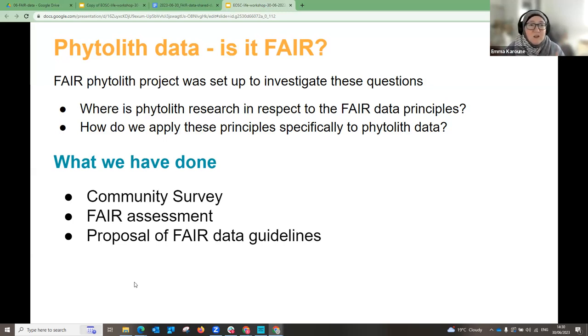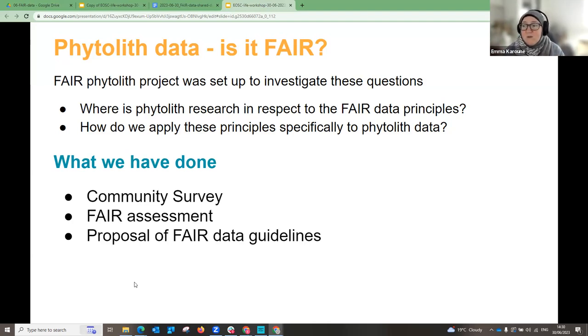And the second question, once we've discovered that, is how do we apply the FAIR data principles specifically to phytolith data? Because as I said at the beginning, it's not always straightforward. We have to think about things quite specifically for different disciplines because the types of data are different. So that really has to be understood and thought about.